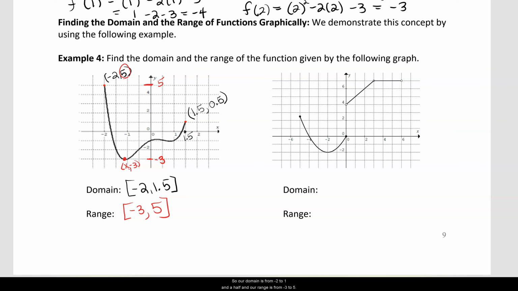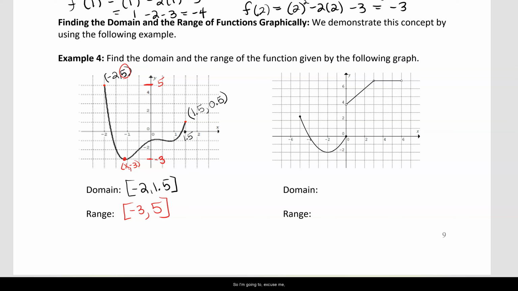So our domain is from -2 to 1.5, and our range is from -3 to 5. On the next graph, we have a piecewise function where we have a nice quadratic working on the left, and then a linear function and a constant function on the right. Notice the open circles. Open circles mean that that particular point is not included in the graph.